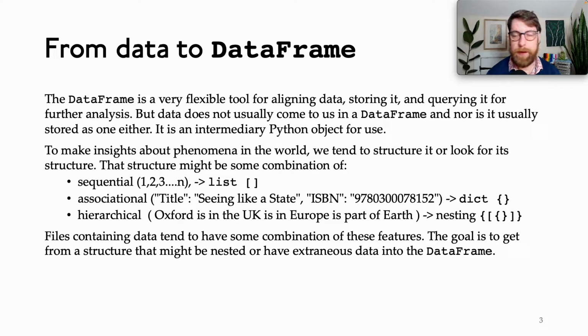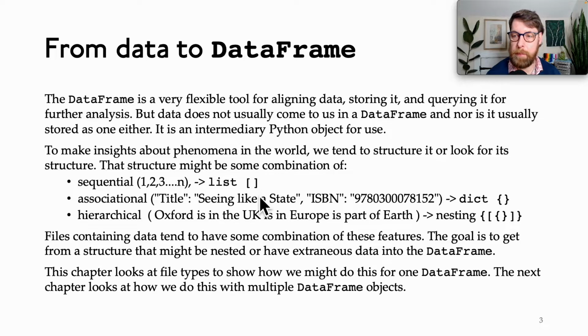So files tend to have some combination of these, and you'll still want to get them into a data frame. So we're going to look at file types to show how we might do this for one data frame. Now the next chapter on merging and grouping shows how we would do it with multiple data frames. Now you might say, why not multiple file types? Well, because we get each file type into a data frame one at a time, and then we might want to merge them together, and then spit that back out to something else.